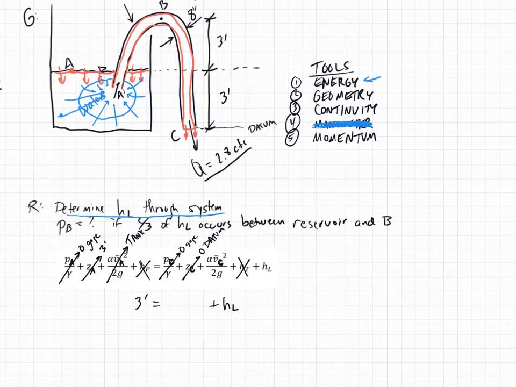Okay, so how do we get V at C? Okay, so we know this is going to be alpha. We know this is going to be 2 times, let's see, G, we're in feet, so we need 32.2 feet per second squared. Okay, so now I need VC. Okay, so we go back up to our tools, and usually if we want to get velocities, we go to continuity. That makes sense in this case because we have Q. Okay, so we'll go over here and we'll say Q equals VA.